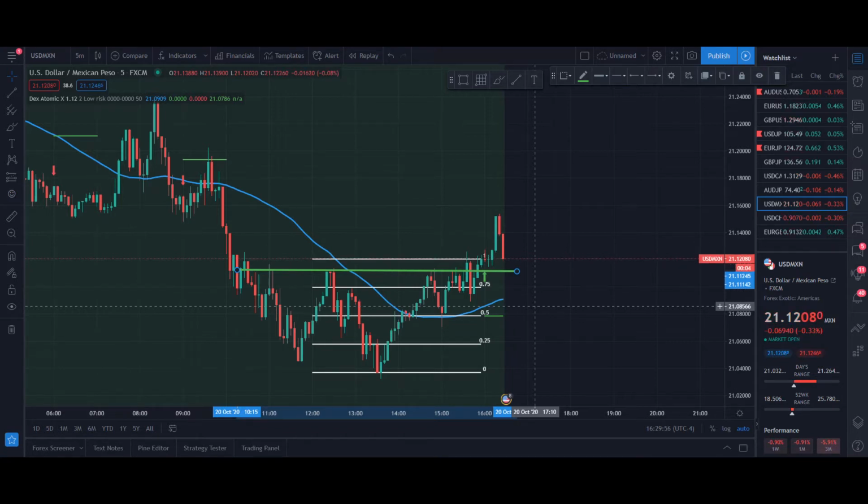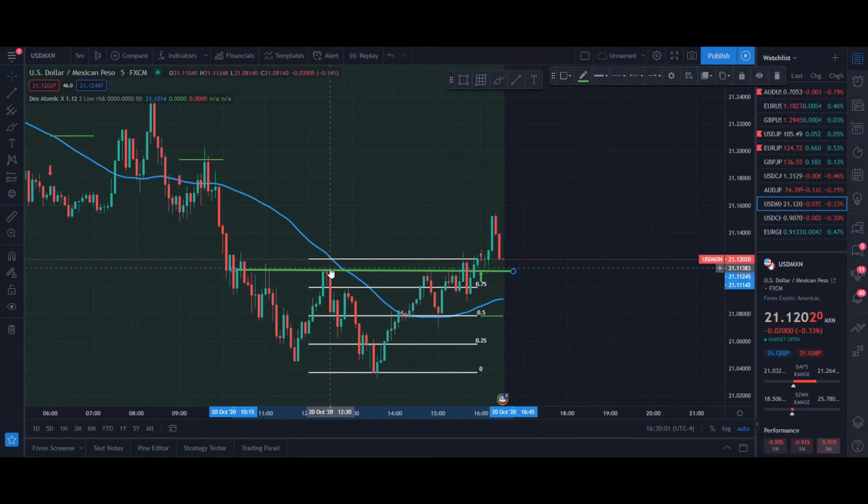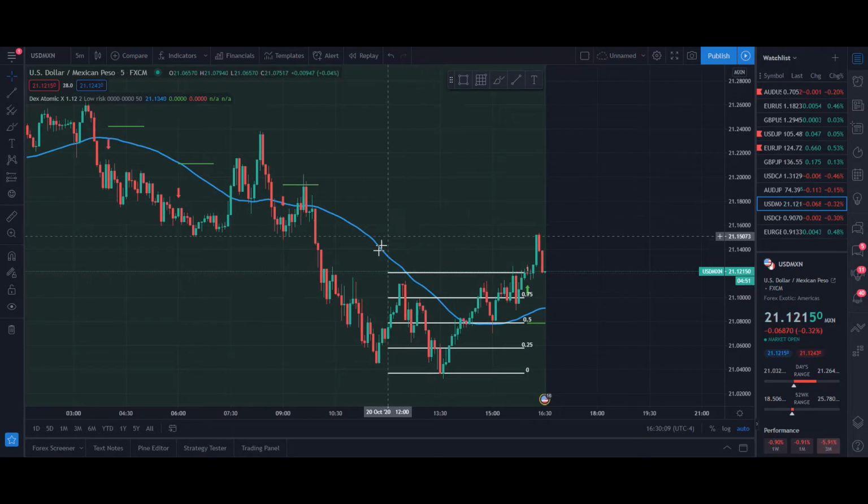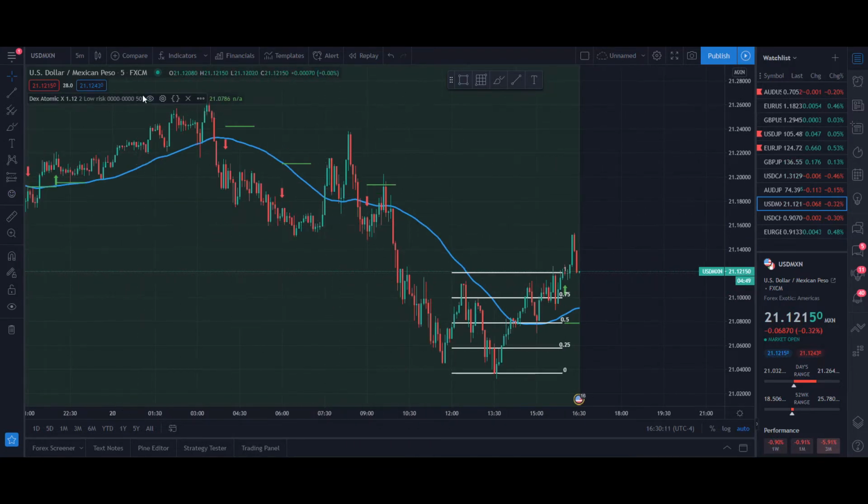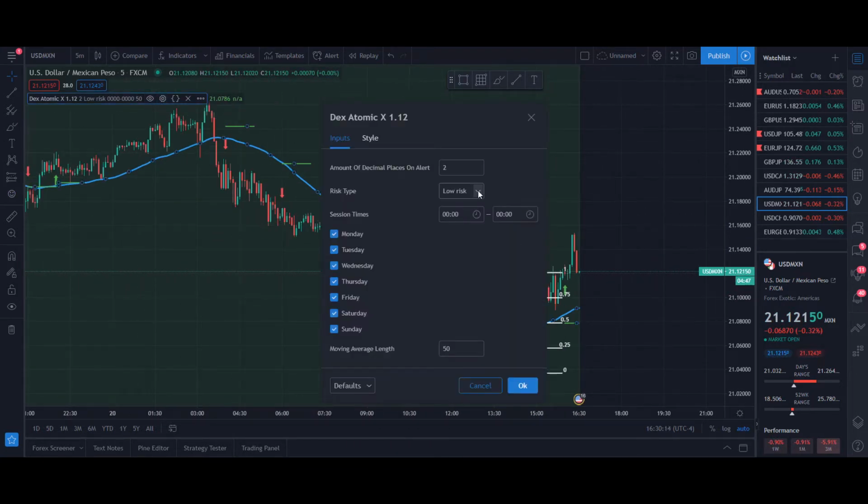In this video for the Dex Atomic X, we're going to talk about the low and high risk. Now, in the previous video, we talked about low risk and high risk, and we also talked a little bit about a medium risk, which we'll also talk about in a future video here soon. But for right now, we're going to talk about what's out of the box on this low high risk setting.